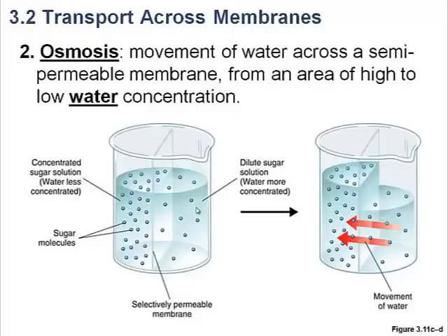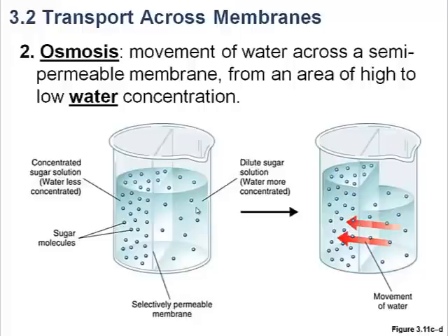And so that concept is perhaps the most important in understanding osmosis. Osmosis is the movement of water from an area of high water concentration to low water concentration. And so, if you think about it this way, that always is going to mean that water is going to move from an area of low solute concentration to high solute concentration. And that's what happens in this case.